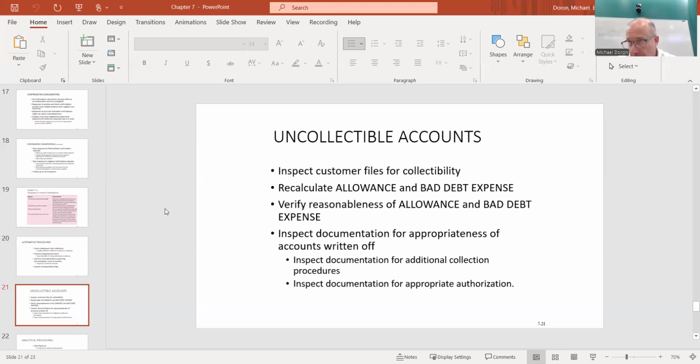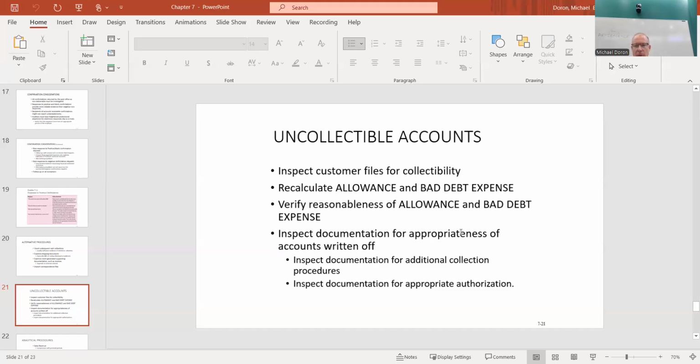Okay, uncollectible accounts. We talked about that. They have to estimate allowance for doubtful accounts, inspect customer files for collectability, recalculate their allowance and their bad debt expense, verify the reasonableness of allowance and bad debt expense. Okay, so if they're claiming this year that their allowance for doubtful accounts is 1%, they're going to collect 99% of their receivables. And you look in previous years, they only collect 95% of their receivables, then maybe 99% is not realistic. They need to increase their allowance for doubtful accounts.